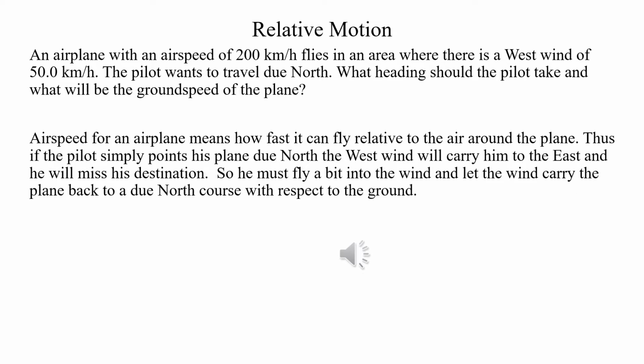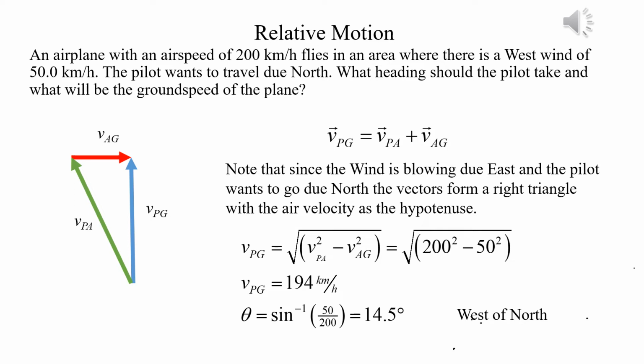So he has to fly a little bit into the wind and let the wind carry the plane back to a due north course with respect to the ground. So we have to account for the wind. Alright, so we want the velocity of the plane with respect to the ground. So that will give us both the ground speed and the direction. We want that to be due north.